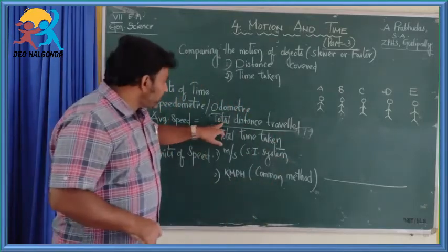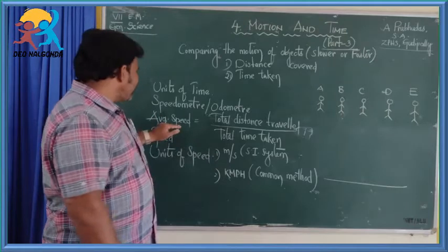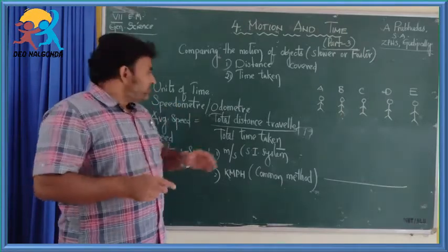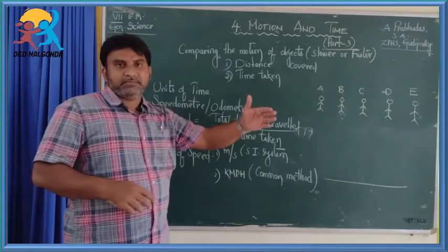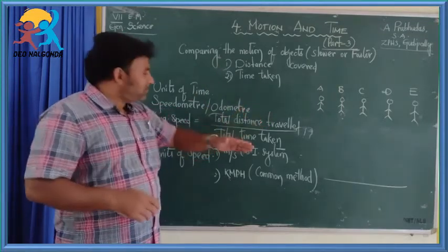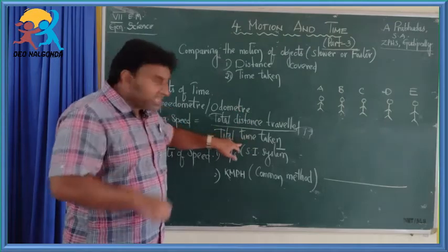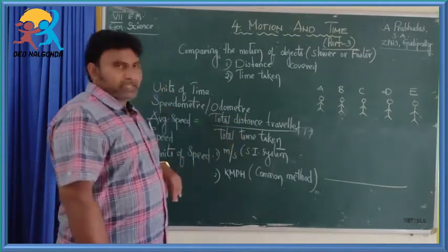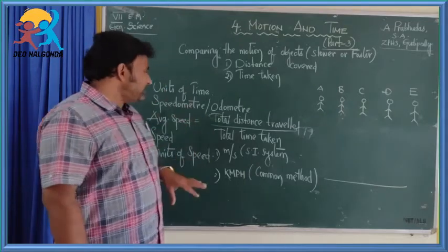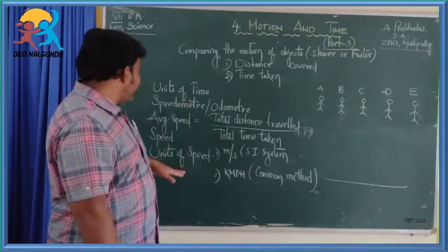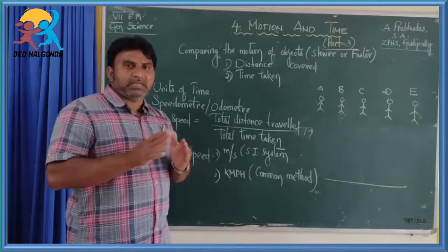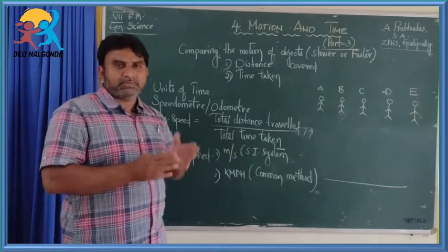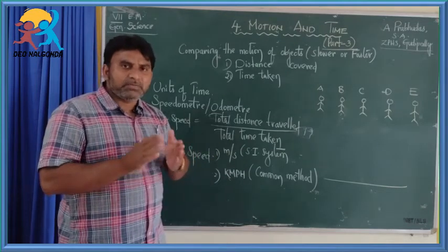Then why am I using the word total? Because average speed gives us the total distance travelled by the vehicle, and it is the ratio of total distance travelled to the total time taken, and it gives the average speed. Then what is speed? Speed is nothing but distance travelled by time.